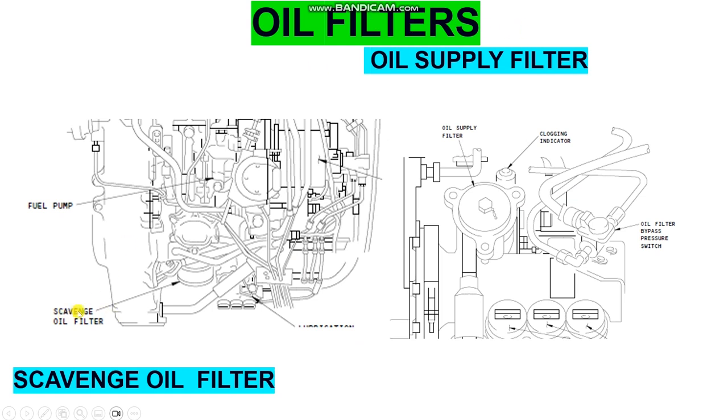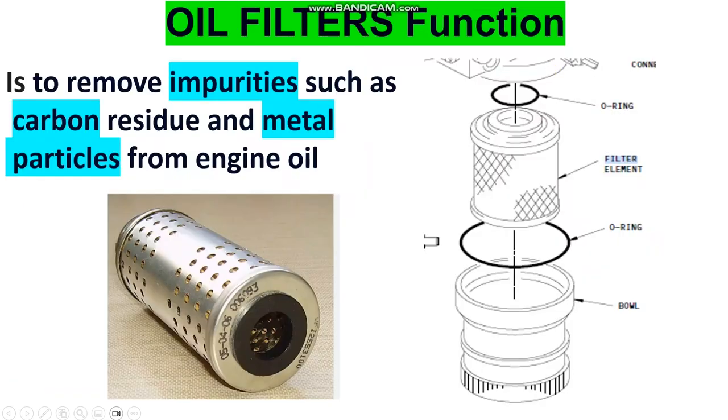Look here, this is the scavenge oil filter. Scavenge oil filter. And here, this is the oil supply filter. The components of the filter here remove impurities. This is the function here. Okay, this is the component. Take care here. When you remove or reinstall the filter, you must take care. Don't reuse the O-ring. Discard the O-ring.